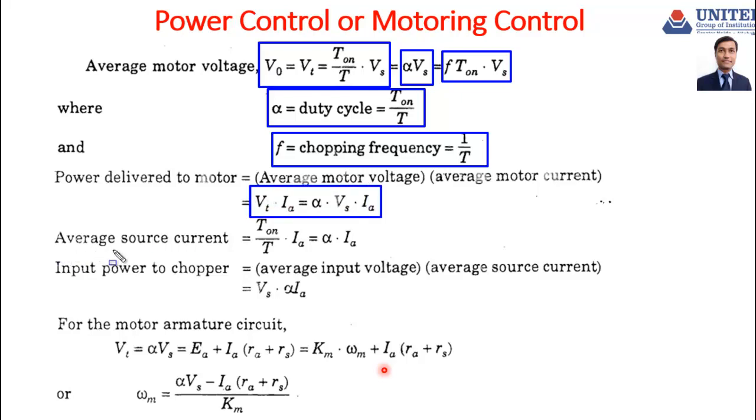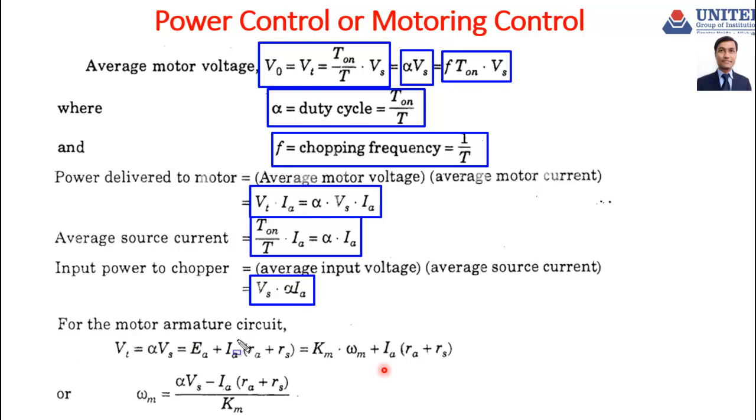And also average source current will be equal to T on upon T into Ia, and in terms of duty cycle, that will be equal to alpha into Ia. And input power to the chopper will be equal to average input voltage into average source current. So input power to the chopper is equal to Vs into alpha into Ia.